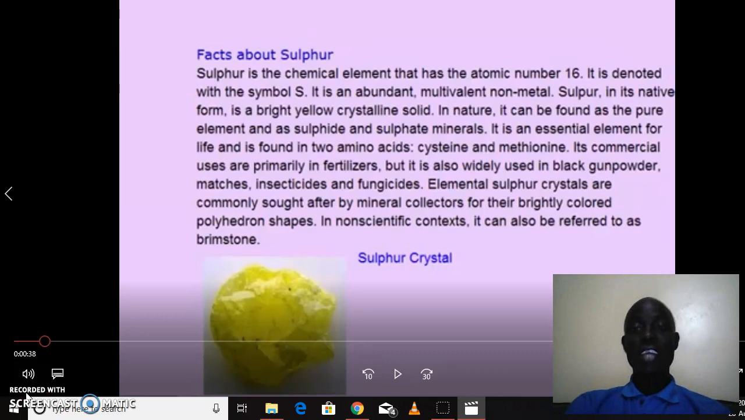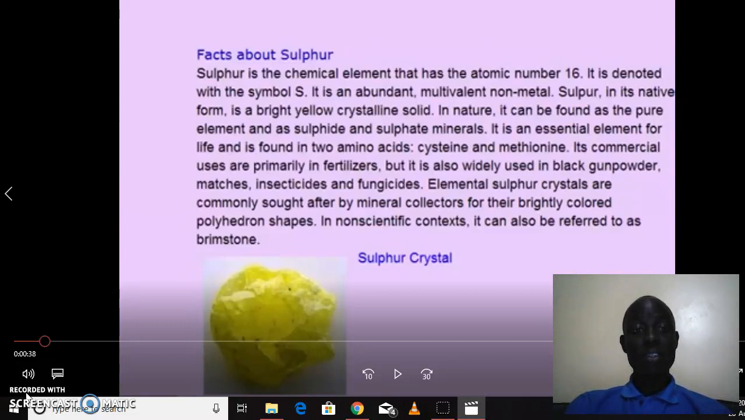In nature, it can be found as the pure element and as a sulfide and sulfate in minerals. It is an essential element for life and is found in 2 amino acids, cysteine and methionine. Its commercial uses are primarily in fertilizers, but it is also widely used in black gunpowder, matches, insecticides, and fungicides.